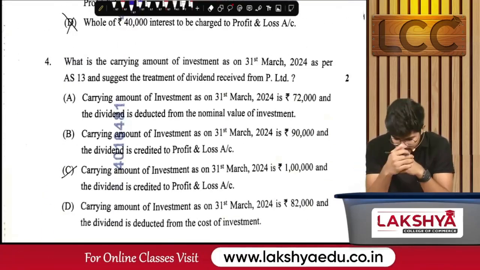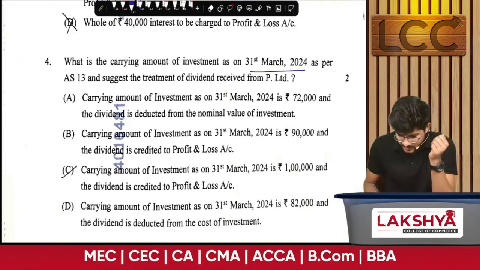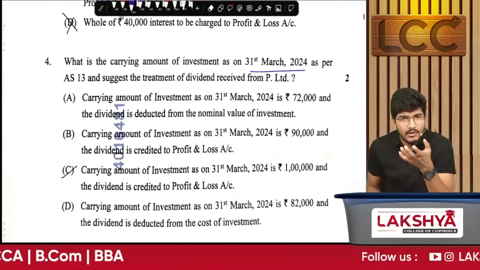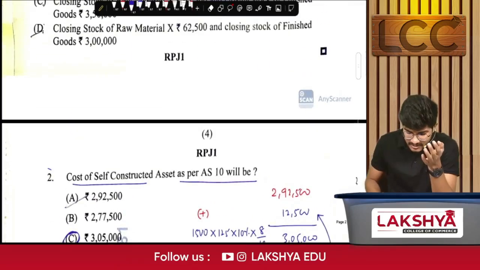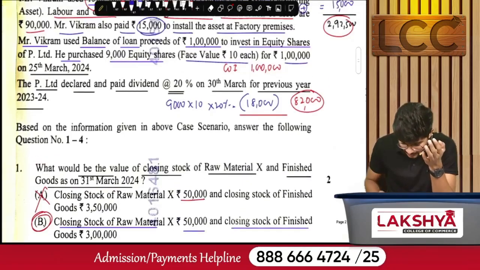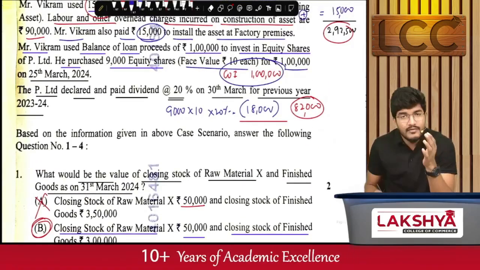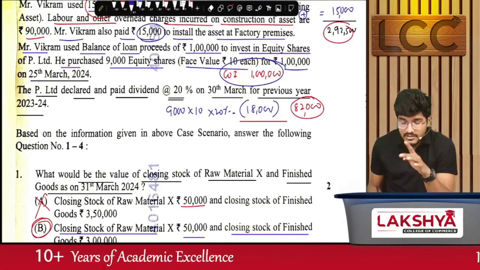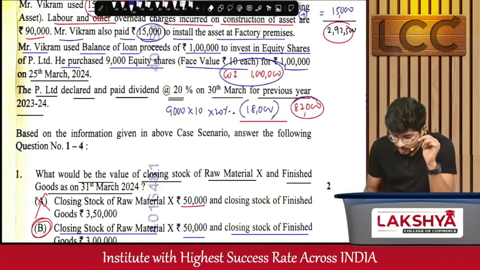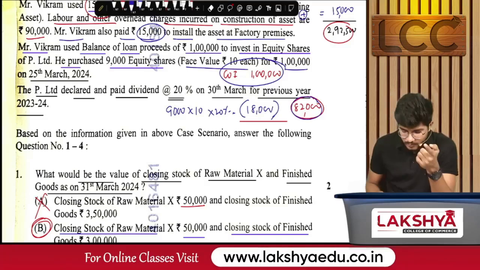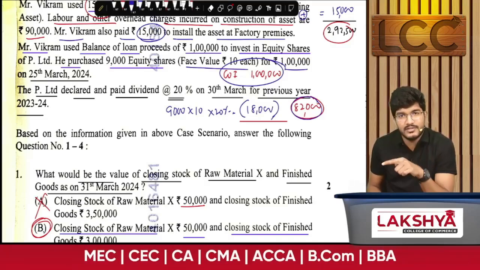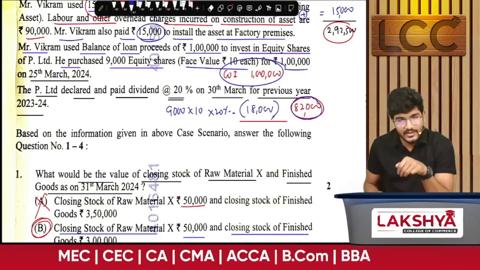Next, fourth MCQ. What is the carrying amount of investment as on 31st March 2024 as per AS13? Now the carrying amount of the investment: at the time of purchasing the investment, we spent rupees 1 lakh, right? And from that 1 lakh, we deducted the pre-acquisition dividend of rupees 18,000. The carrying amount becomes 82,000. So the pre-acquisition dividend shall be reduced from the cost of the asset so that the carrying amount becomes 82,000.